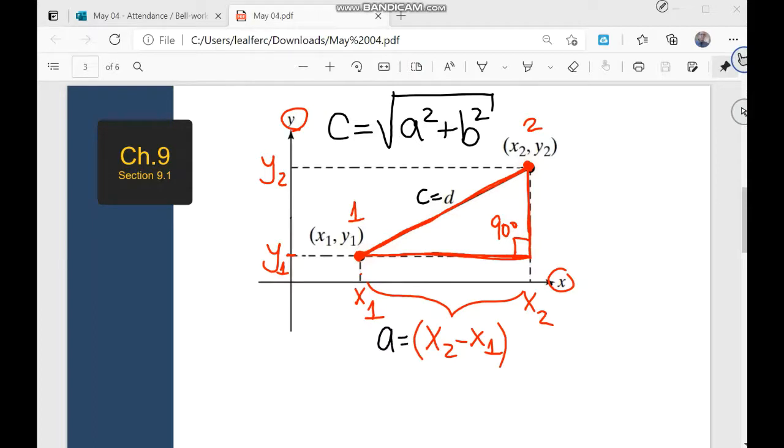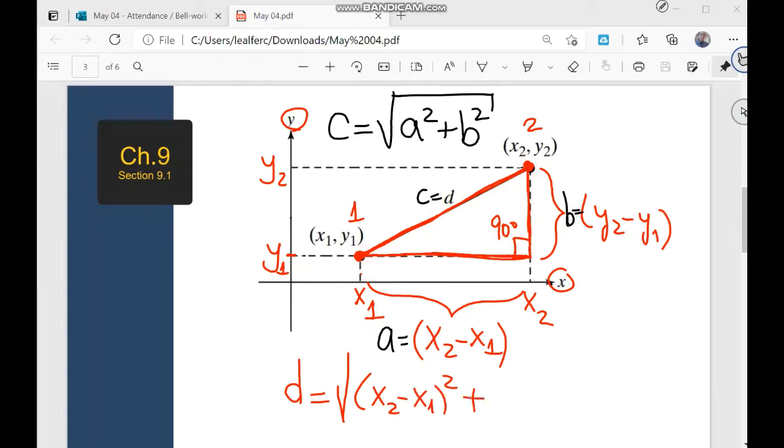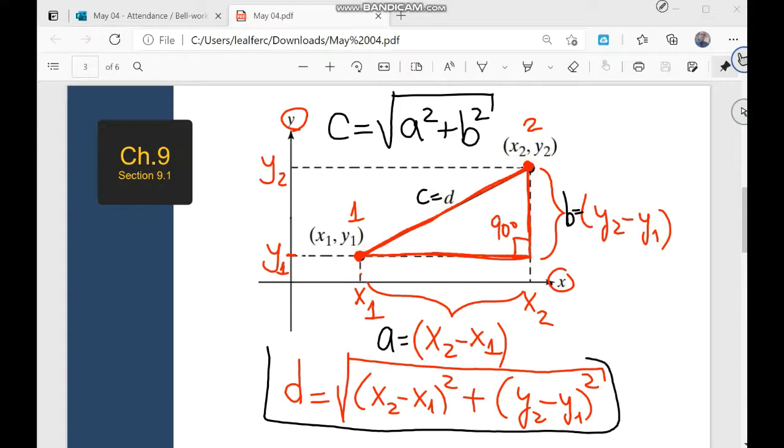And we can find B, this side, by subtracting y2 minus y1. And we can say this is equal to B. Right? So for C, A, and B, applying the Pythagorean theorem, distance equals the square root of A squared, which is x2 minus x1 squared, plus B squared, y2 minus y1 squared. This whole thing, square root, and that's right, this is the distance formula. We just proved it. We found the distance formula by applying the Pythagorean theorem.